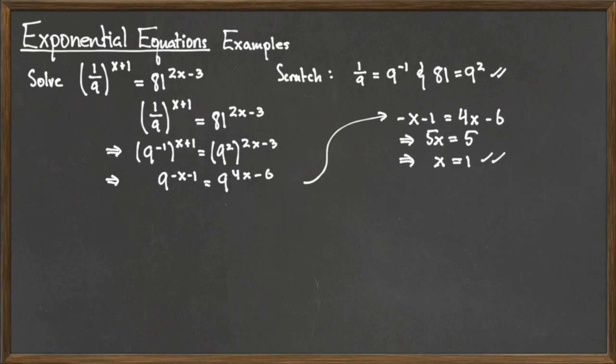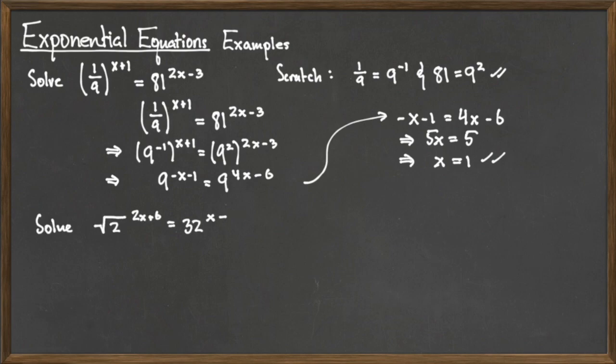So just to play the what if game, what if I instead had recognized a common base of 3 instead of 9? I would have gotten the exact same answer, because I could have replaced 1/9 with 3 raised to the negative second power, and I could have replaced 81 with 3 raised to the fourth power. You would have ended up getting the exact same solution, and as an exercise, I would encourage you to try this on your own.